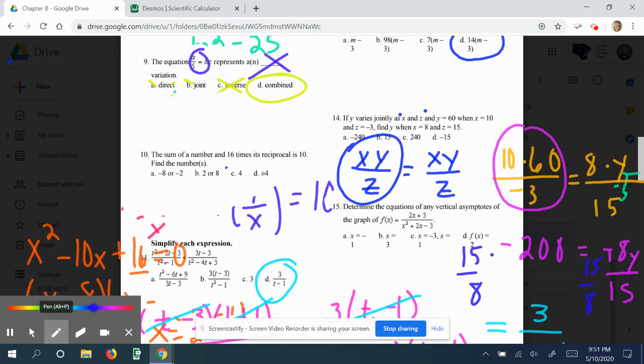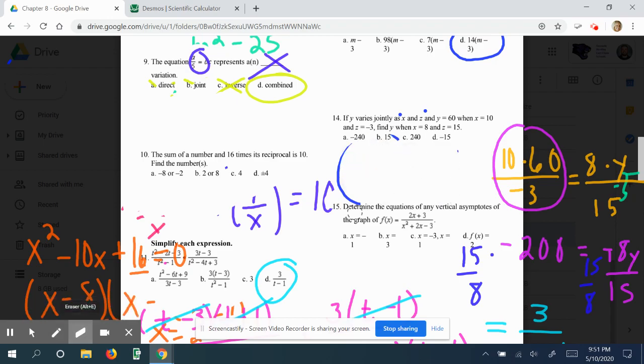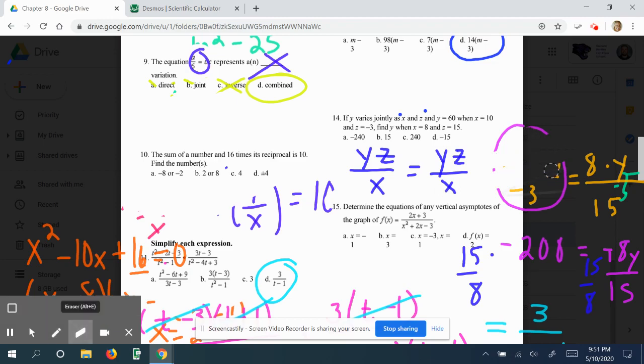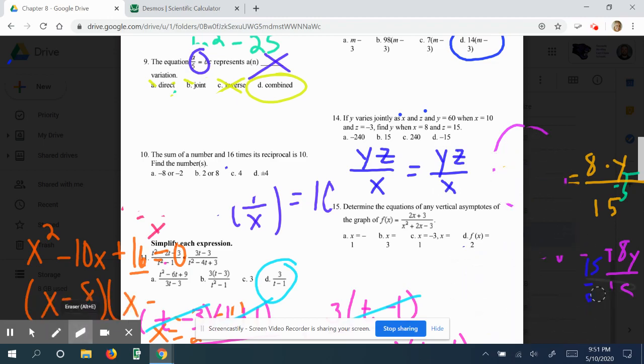Okay, well, let's think about it this way. Okay, jointly as x and z. Maybe that means that z must be on top and y must be on bottom, and x on bottom. So we'll rewrite this. Okay, so we're going to say yz over x and yz over x. Let's try this now and see if we get the right answer. Okay, so we'll substitute our values in again.